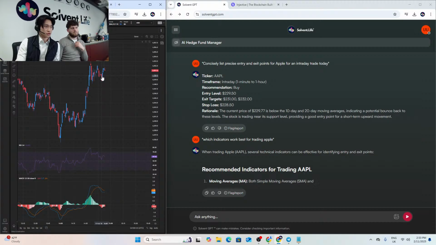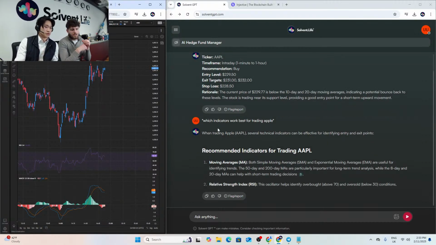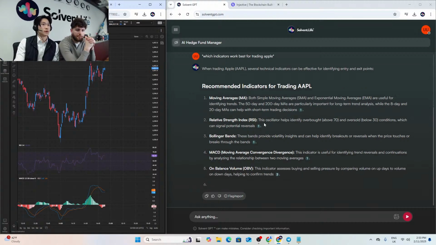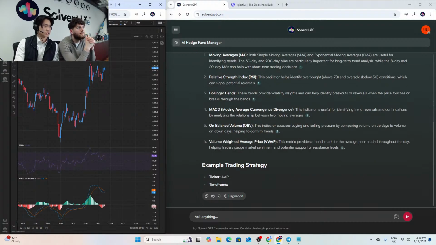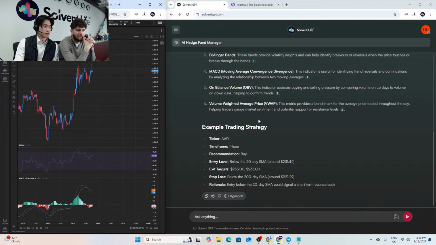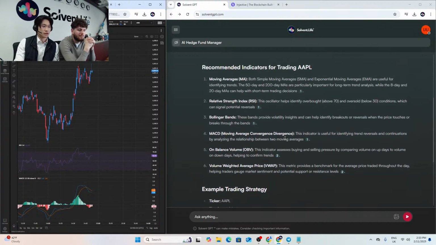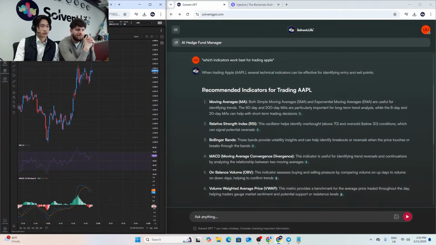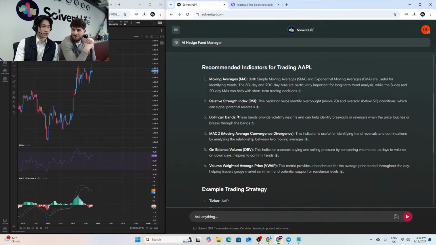Looks like the market's still consolidating as well. So yeah, we're going to have to wrap it up in about 5 to 7 minutes. So I don't think we'll be able to place one last trade. But we'll end on this note. It can recommend indicators for trading Apple. So yeah, go ahead if you have an idea, then we'll move on to that.